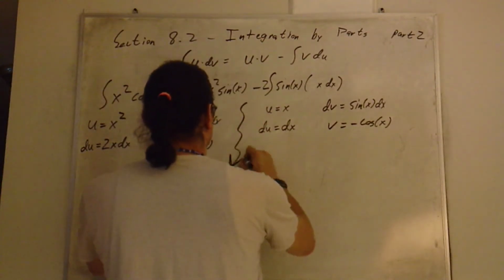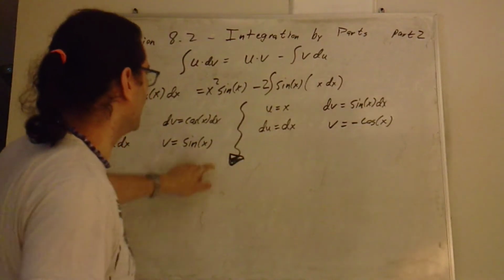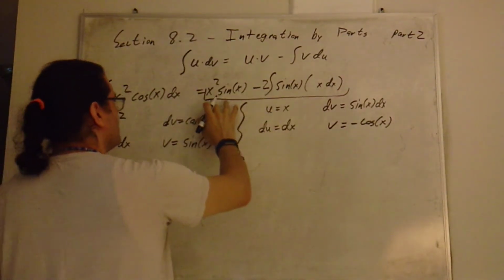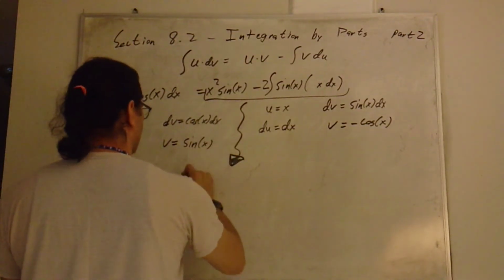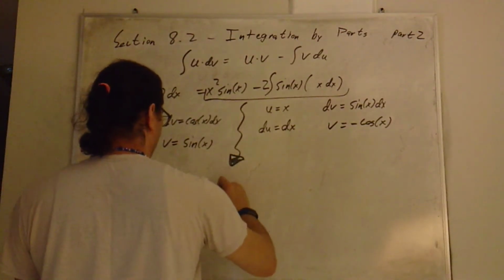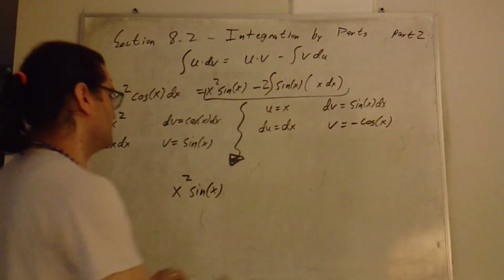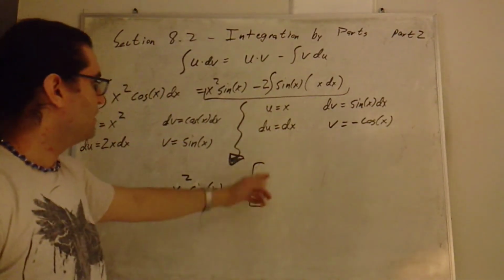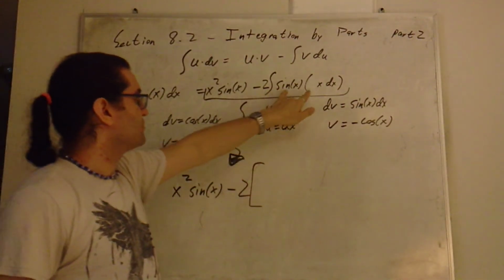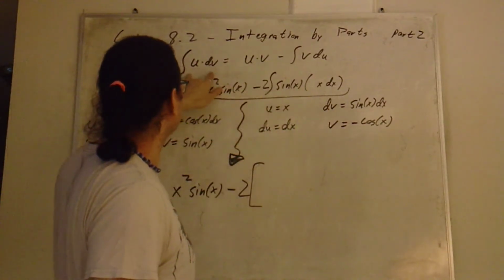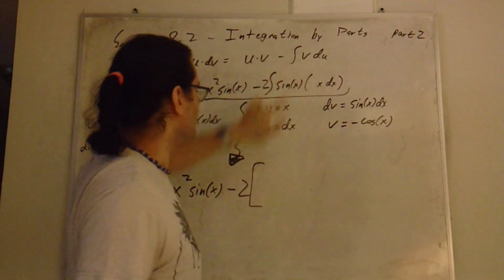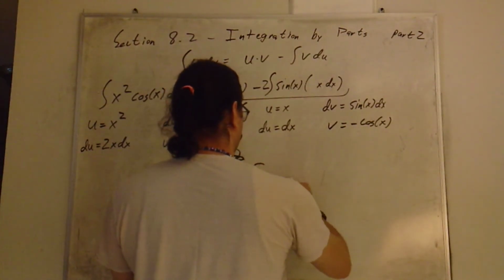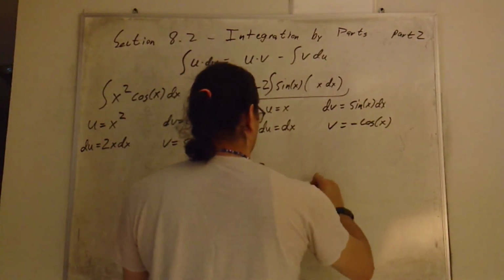I'm going to turn this into a big arrow so we can just start working on this whole thing. This piece doesn't change. That's done. X squared sine of x, that's done. We are subtracting 2 somethings. The something we are subtracting is the integral of this, and this is the integral that we are replacing with this business. So now we're going to do u times v, so that's going to be x times negative cosine x.